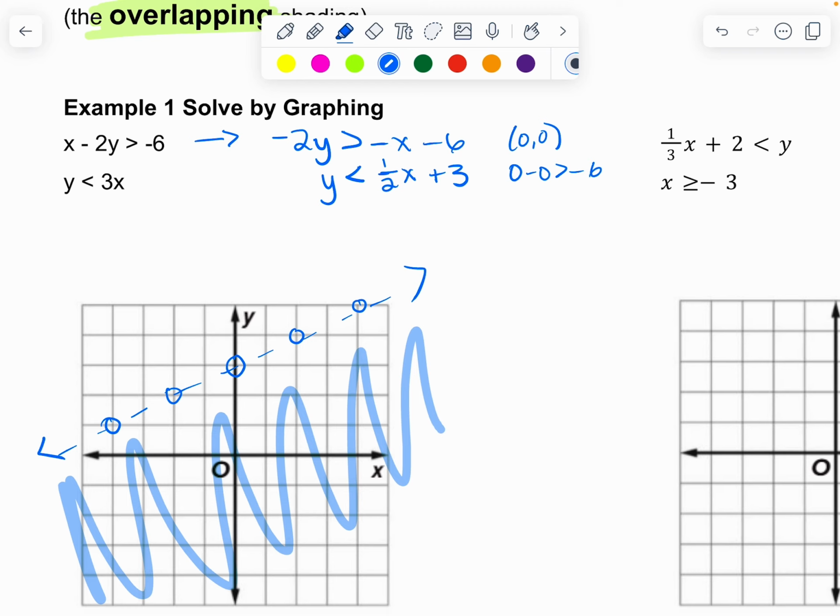Then do my other one. Use red. I have an open dot here. My slope is 3. 1, 2, 3 over 1. 1, 2, 3 over 1.